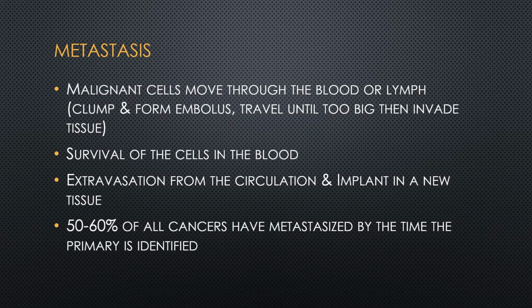Metastasis is when malignant cells move through the body or lymph into another area, and they clump and form emboli, travel until they're too big, and then invade the tissue. So you could have a breast cancer that metastasized to the bone, or you could have a liver cancer that metastasized somewhere else. They survive in the blood, and extravasation from the circulation implants them in new tissue. And 50 to 60% of all cancers have metastasized by the time the primary tumor has been identified.